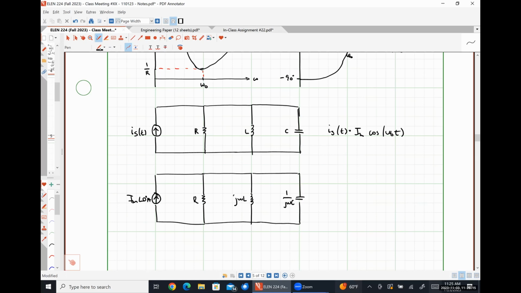We are going to determine the energy stored by our capacitor. So I'm going to define this voltage as V_C. We're also going to have to find the energy stored by our inductor. So I'm going to define this current as I_L.